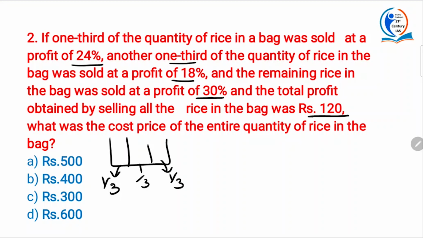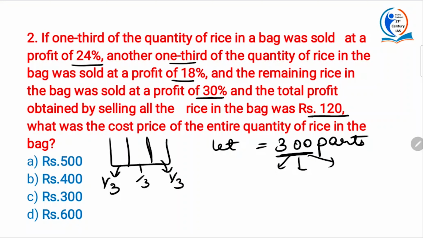So in this case, the easiest way of doing is that let the total amount of rice present in the bag be 300 parts. Why? Because I am taking a number which is easily divisible by 3 and can be easily divided into 3 parts. Because this is 1/3, 1/3, 1/3, no? So 3 parts are there. So this 1/3 of the bag would contain how many parts? What is 1/3 of 300? It is 100 parts. This is also 100 parts. This is also 100 parts.